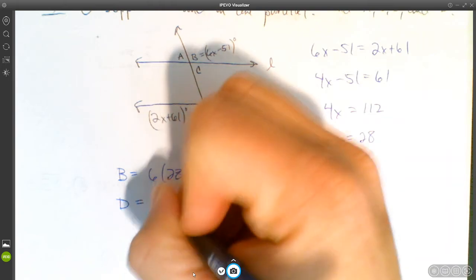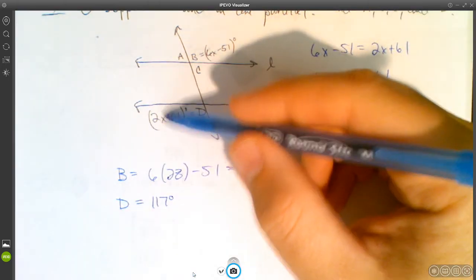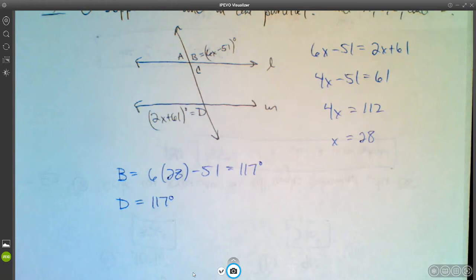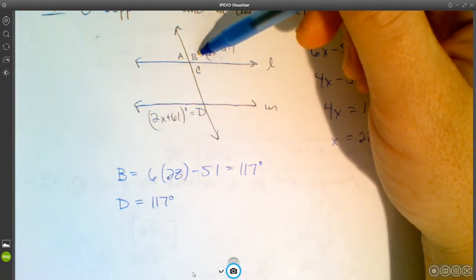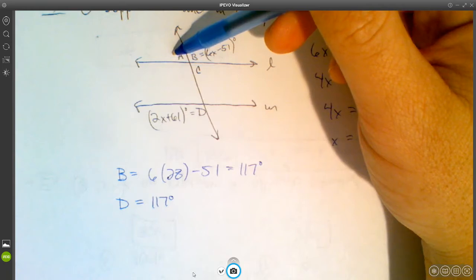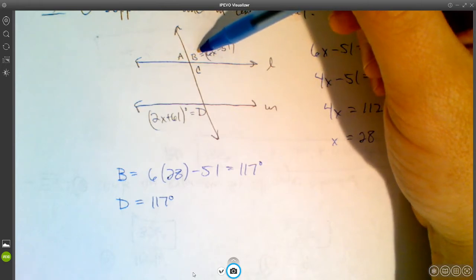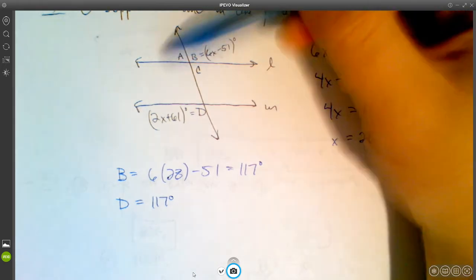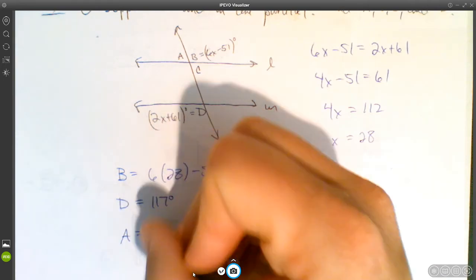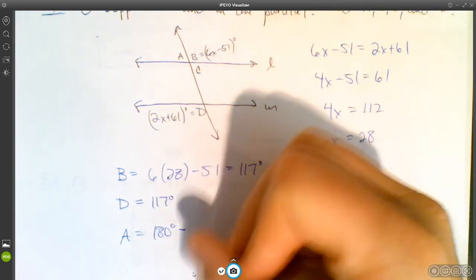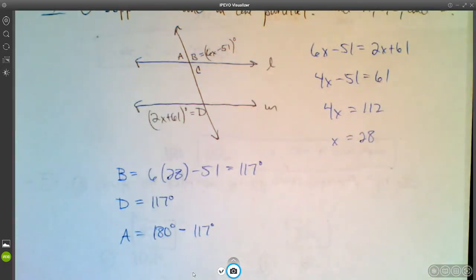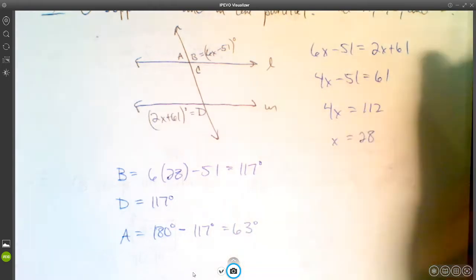Just to check it, though, we could plug in 28 for x there. 2 times 28 plus 61 is 117, right? So B and D are both 117. What should angle A be? So angle A should be, well, it's a supplementary angle with angle B, right? So I'm going to say A is going to be 180 degrees minus angle B, which is 117. And that's 63 degrees.